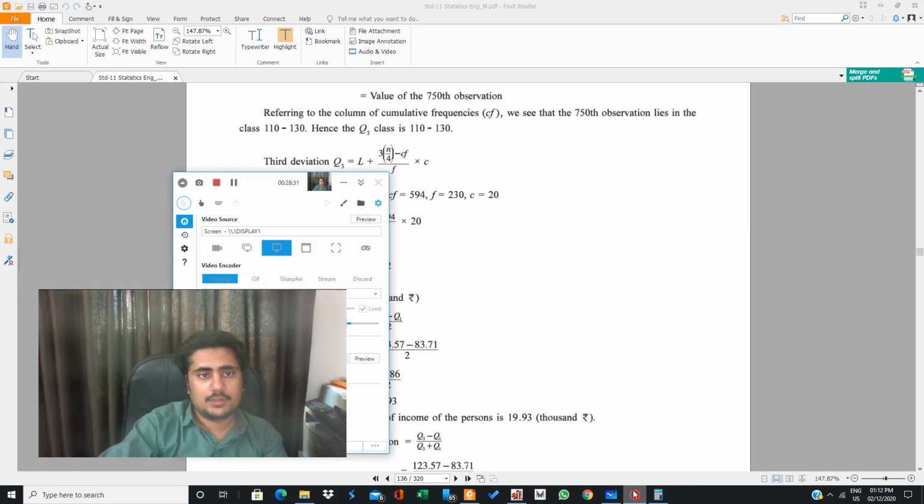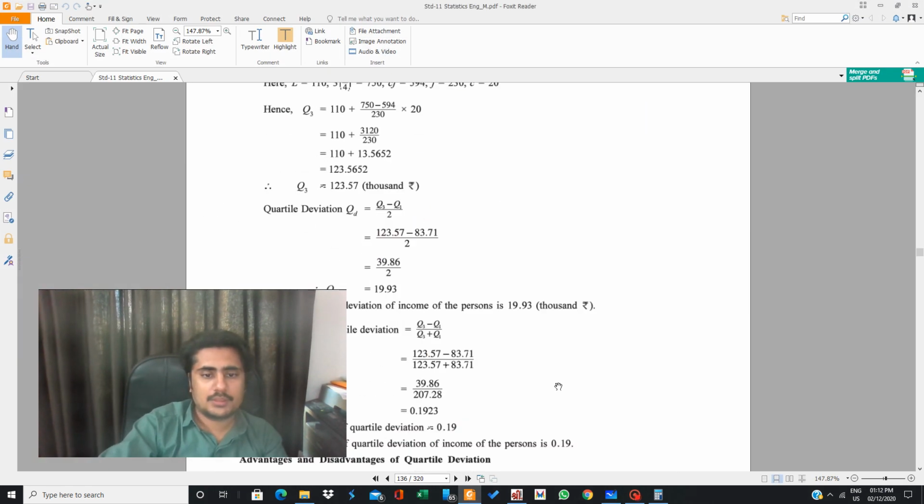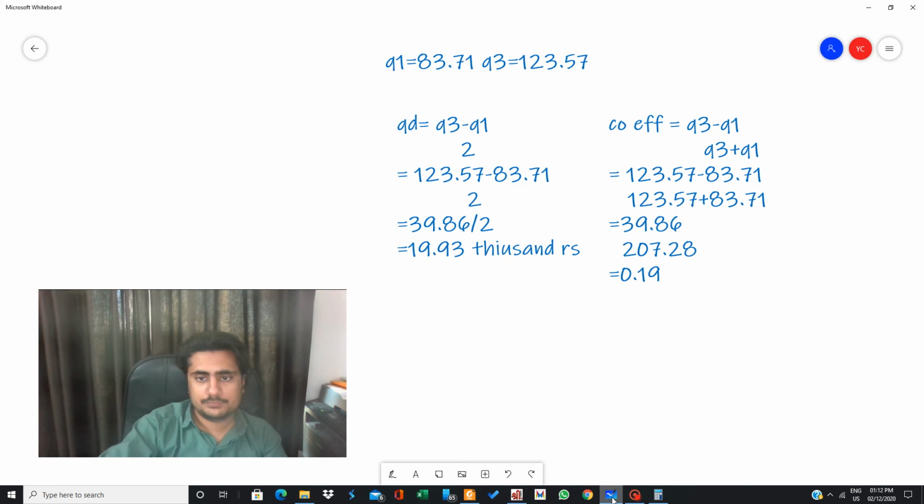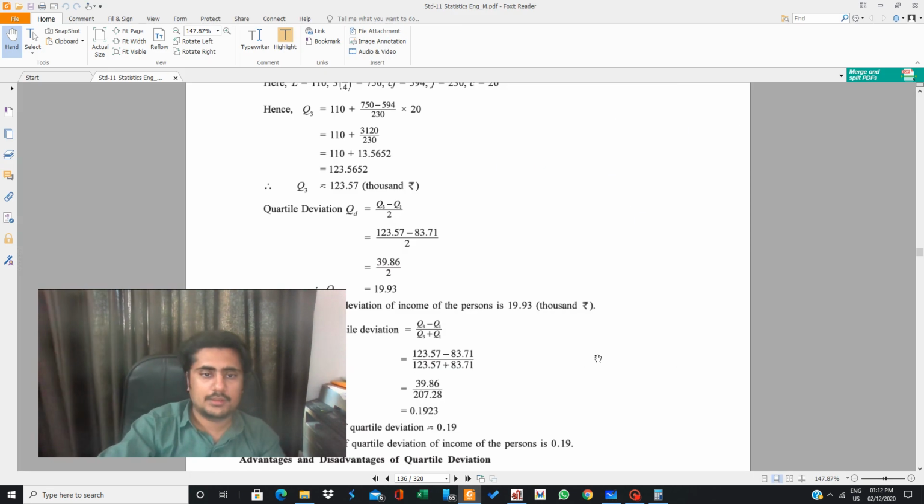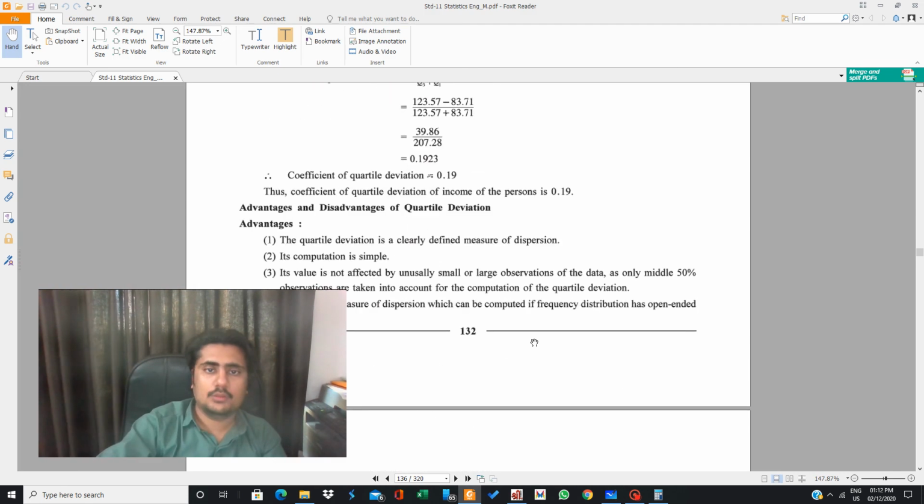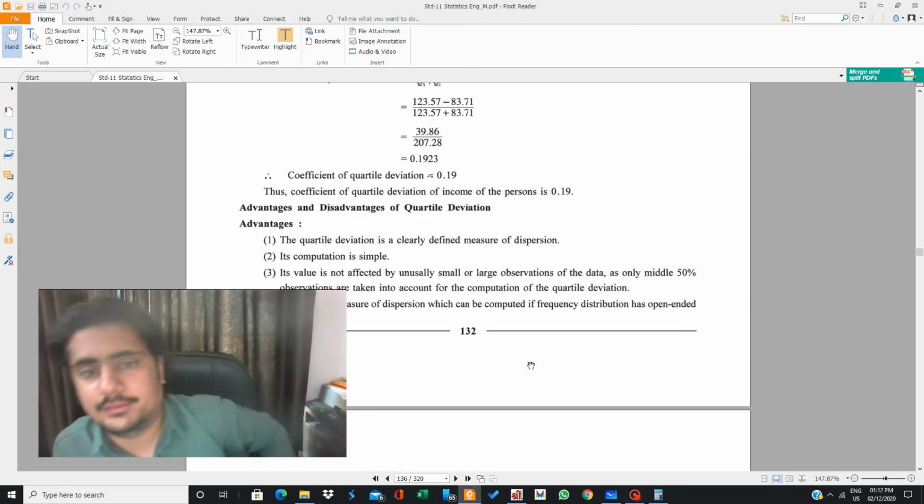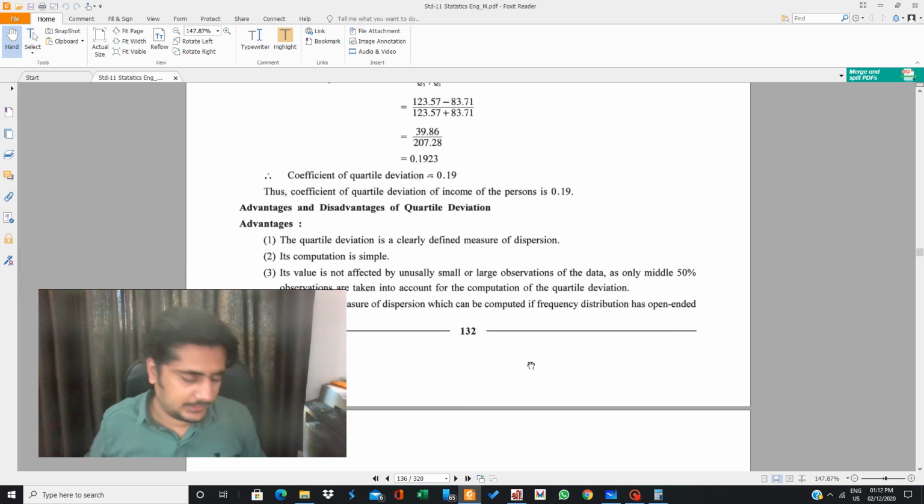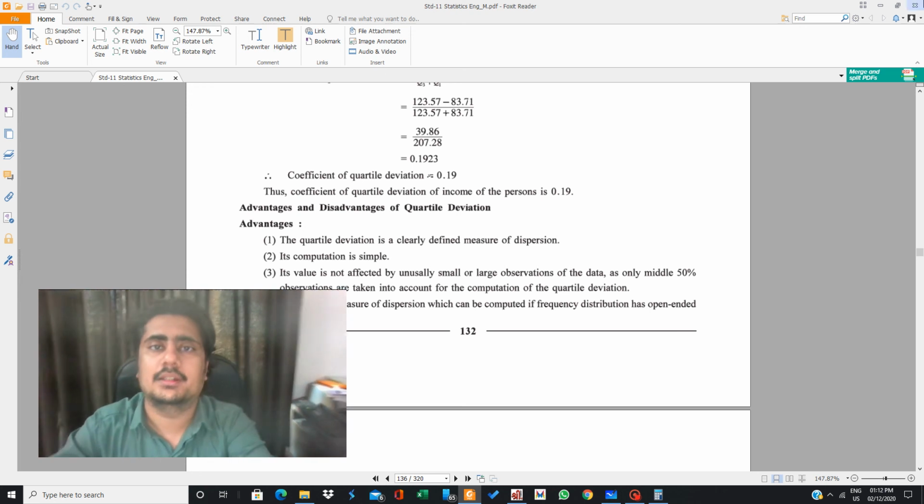Yes, so we have completed illustration number 7. You can see the answer. The quartile deviation is 19.93 thousand rupees. The coefficient is 0.19. So basically, we have completed the topic of quartile deviation.